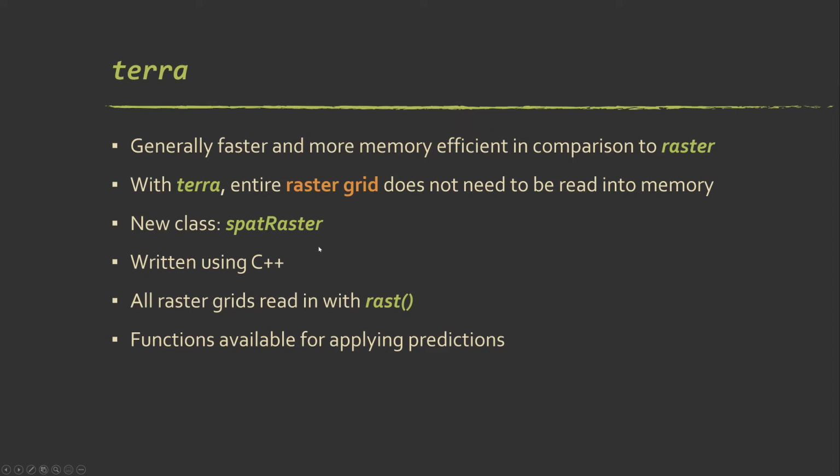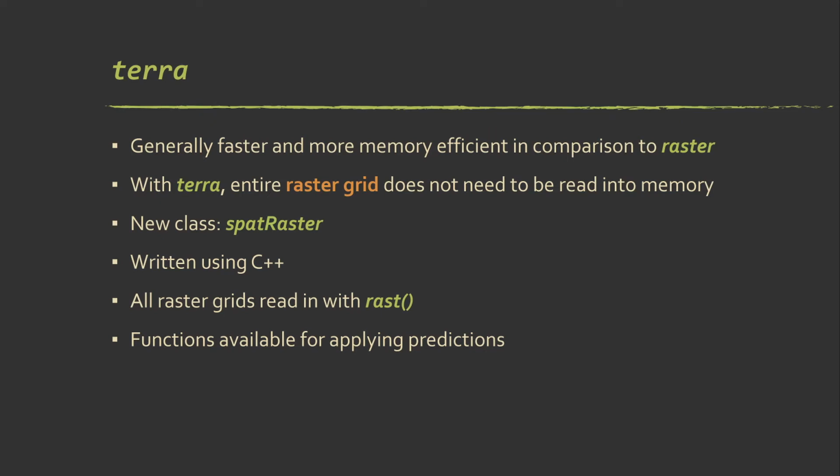Instead of using raster, stack, or brick, all raster layers are read in using the rast function, regardless of the number of bands. So multi-band, single band, doesn't matter. It's read in with rast as opposed to the other options that were available for raster. And then there are functions available for applying models to raster grids to make predictions.